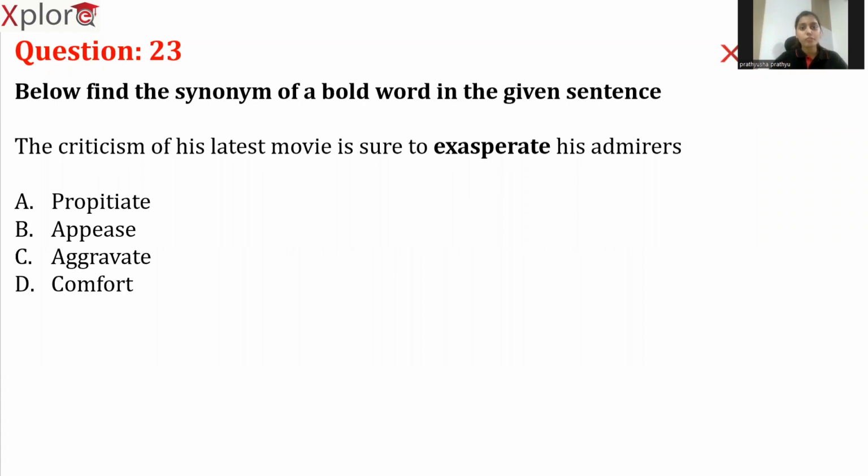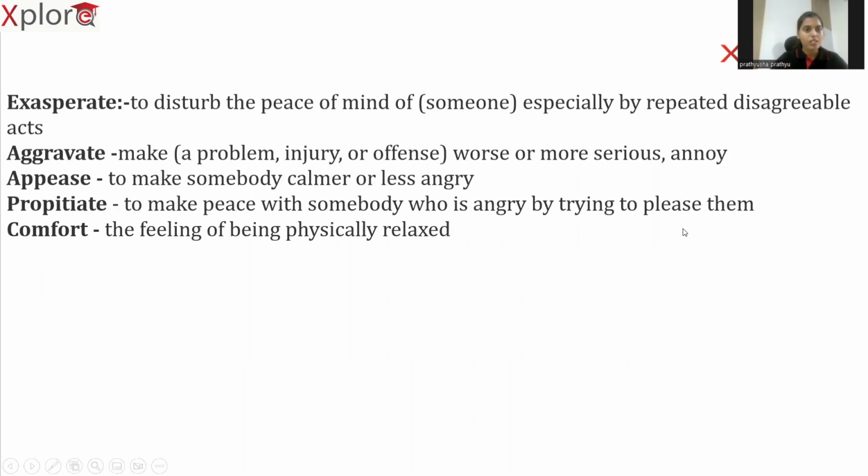Find the synonym of the bold word in the given sentence. The criticism of his latest movie is sure to exasperate his admirers. Options: propitiate, appease, aggravate, comfort. So in order to identify the meaning of the given word here, first of all, we need to know the meanings of all the words. Now let's take a look into the meanings of these words.